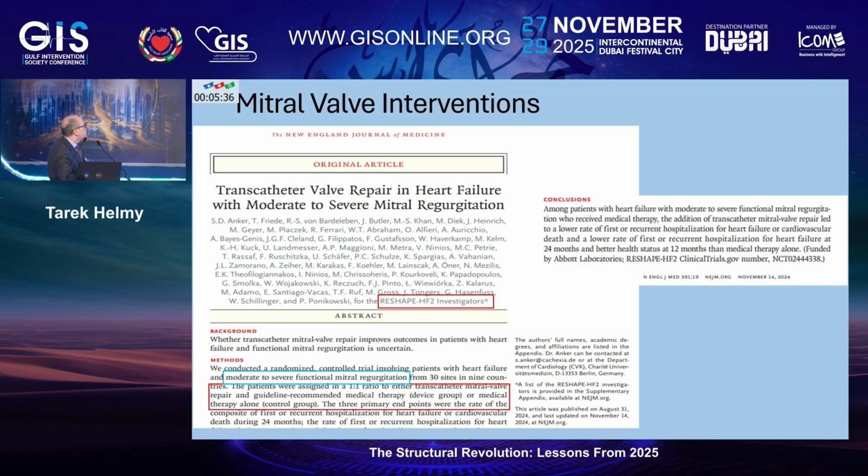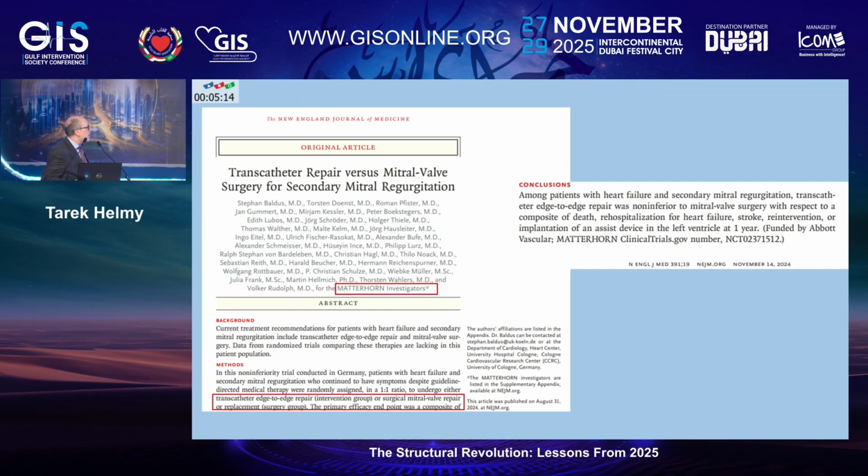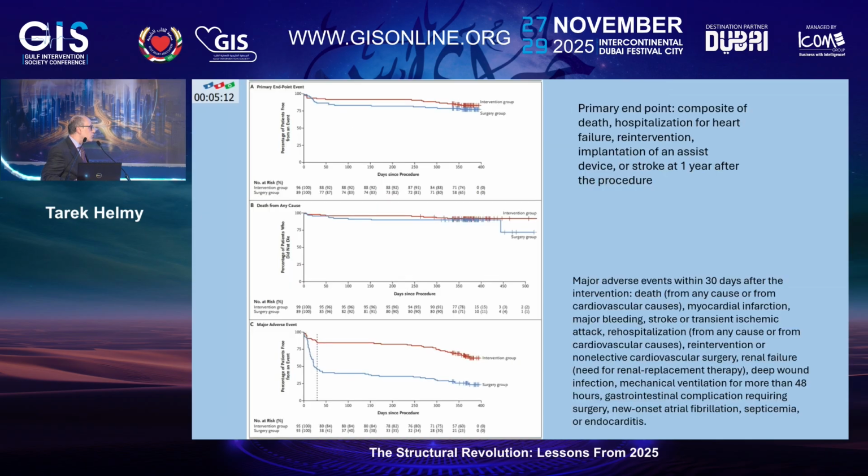All right, TEER, mitral clip. The RESHAPE-HF trial looked at patients with functional mitral regurgitation, moderate or severe, and this was compared to controls. As you can see here, the device did much, much better than the control group. This is the MATTERHORN trial comparing mitral clip to surgery, and as you can see here, the outcomes were comparable between surgery and mitral clip.